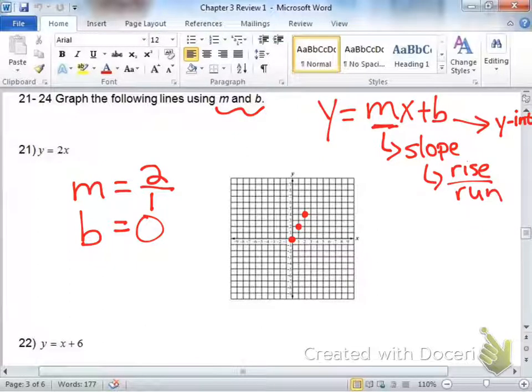So your graph should look like this. You start at the 0 on the Y-axis. Your Y-intercept is 0. Rise 2, run 1. So up 2, right 1. From that new point up 2, right 1 again. These go a little quicker. There's no calculation involved. You just pull out the M, you pull out the B, and you graph.